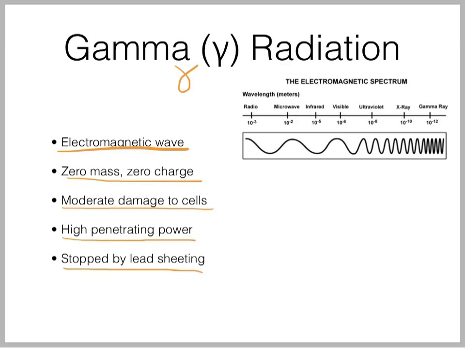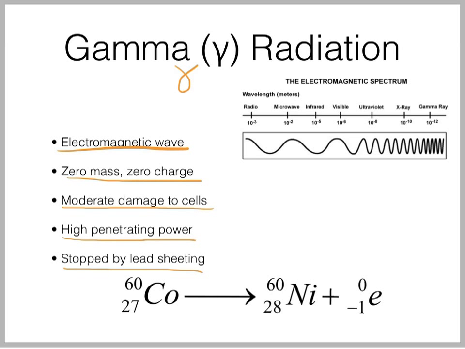Now here's the same decay equation that we had for cobalt-60. When we're looking at it just as a straight beta emitter, so there's our electron, that equation doesn't actually show the fact that we have a gamma ray given off at the same time. Once again, gamma radiation normally accompanies other decays. So in this case, cobalt-60 decays by beta emission, but it also gives off a gamma ray at the same time.